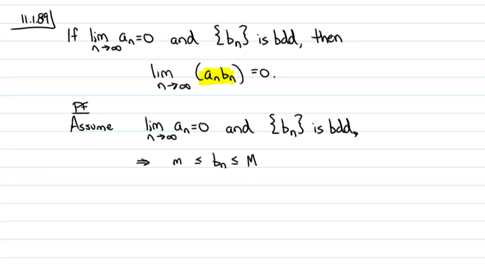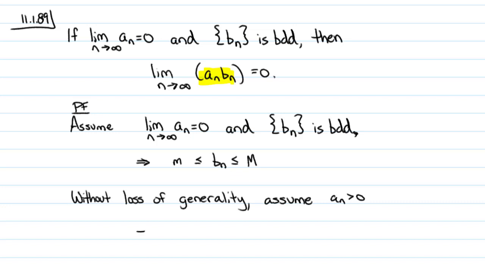Now when I do this, I'm going to be assuming that a sub n is positive, but it actually will not matter. So I'm going to say, without loss of generality, and I'll tell you why in a moment, assume that a sub n is positive. If you do that, when you multiply all three sides, a sub n times m is less than or equal to a sub n times b sub n, which is less than or equal to a sub n times capital M.